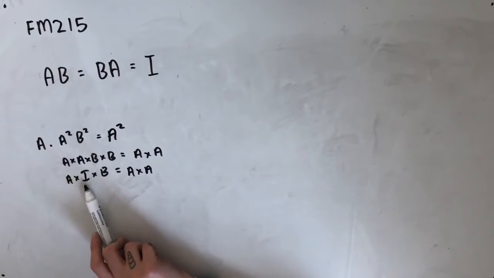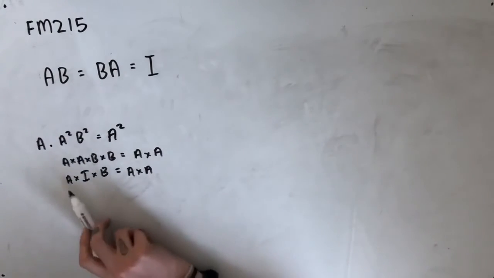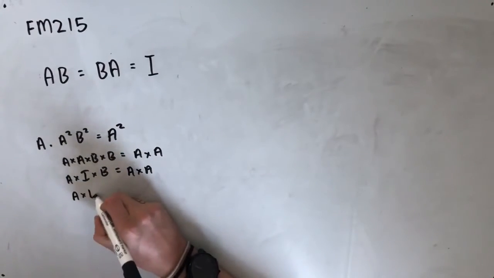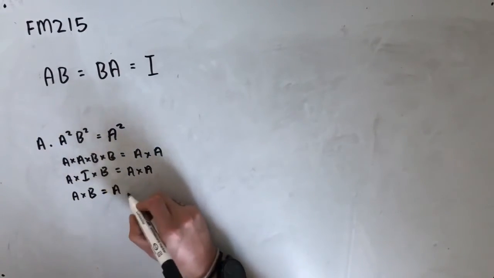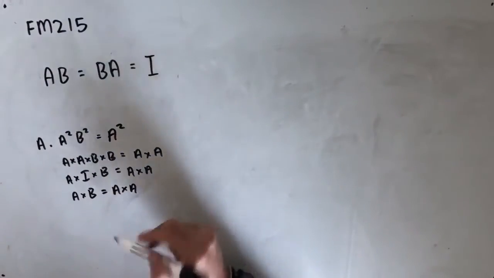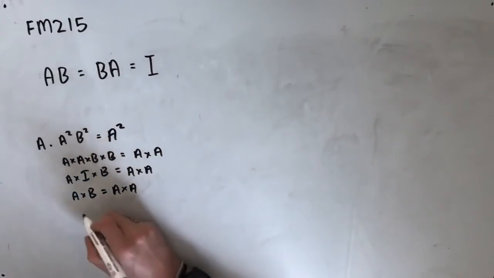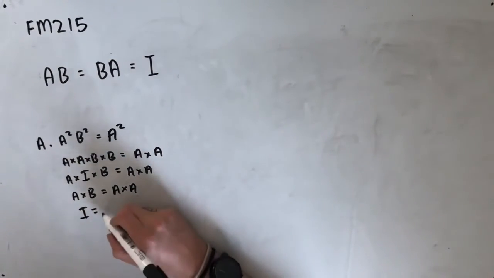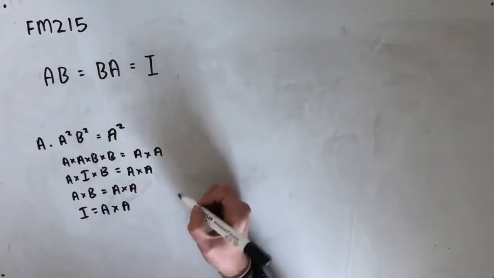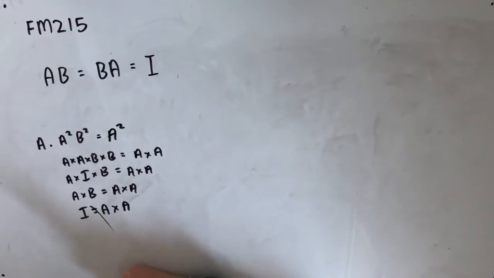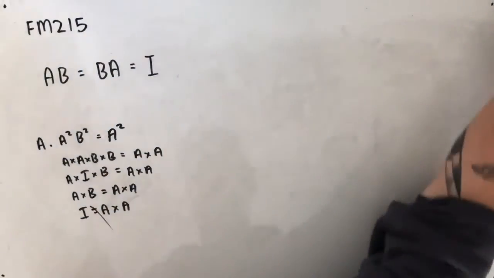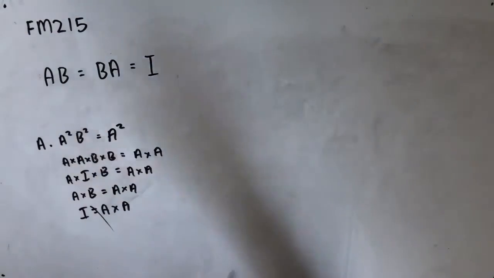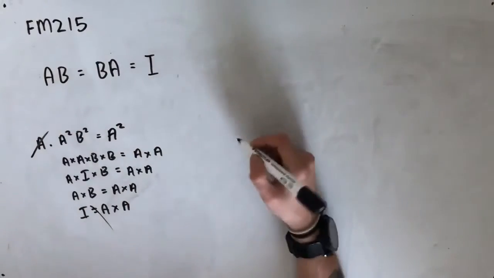So A times our identity matrix here is actually just going to stay as A, and then we're going to multiply that by B. And once again, like we've been told up here, A times B will be I. So A squared times B squared should actually be equal to I, because it is not equal to A squared. Excellent. So A is not the correct answer.